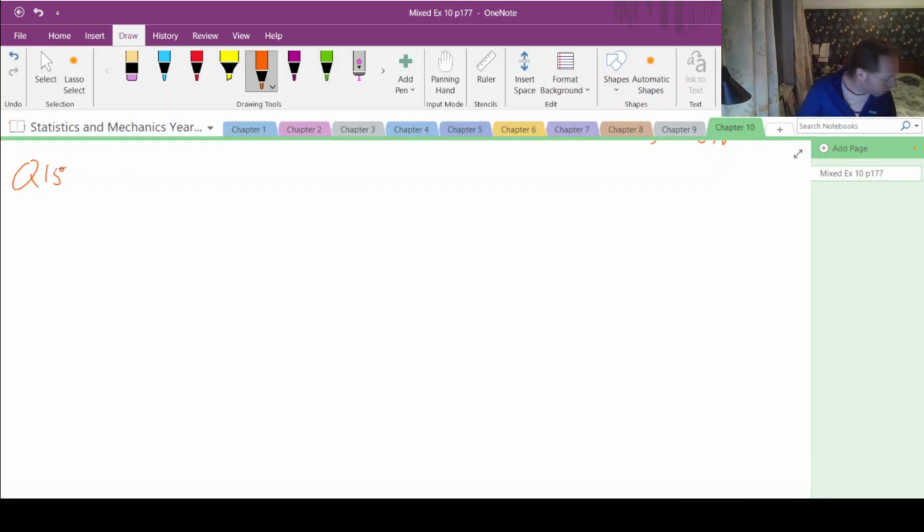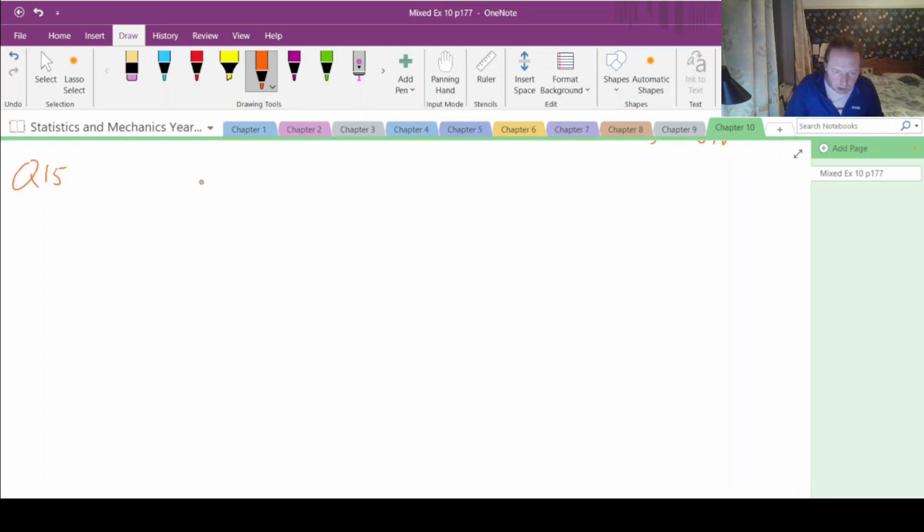Right, two particles P and Q have masses 0.5 and 0.4 kilos respectively. The particles are attached to the ends of a light inextensible string. The string passes over a smooth pulley, which is fixed above the floor. Both particles are held with the string taut at about 2 meters above the ground. The particles are released from rest, and in the subsequent motion, Q does not reach the pulley.